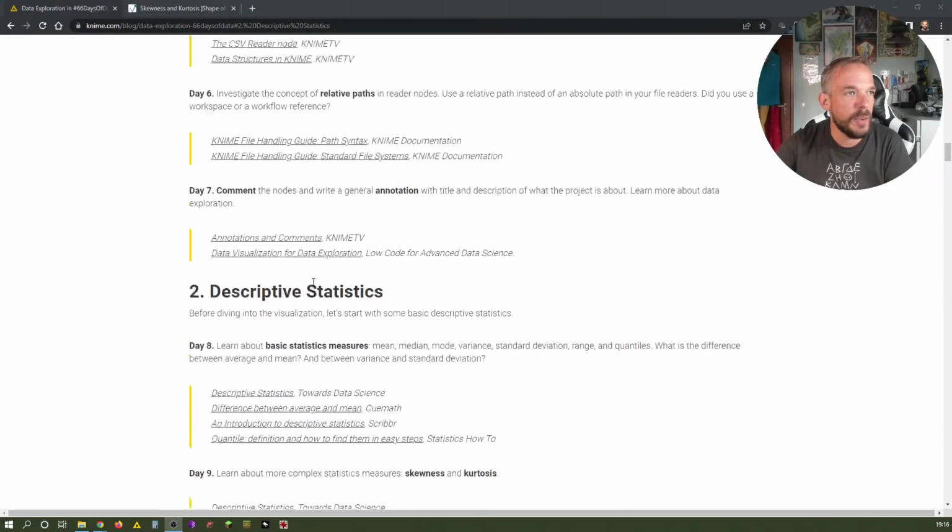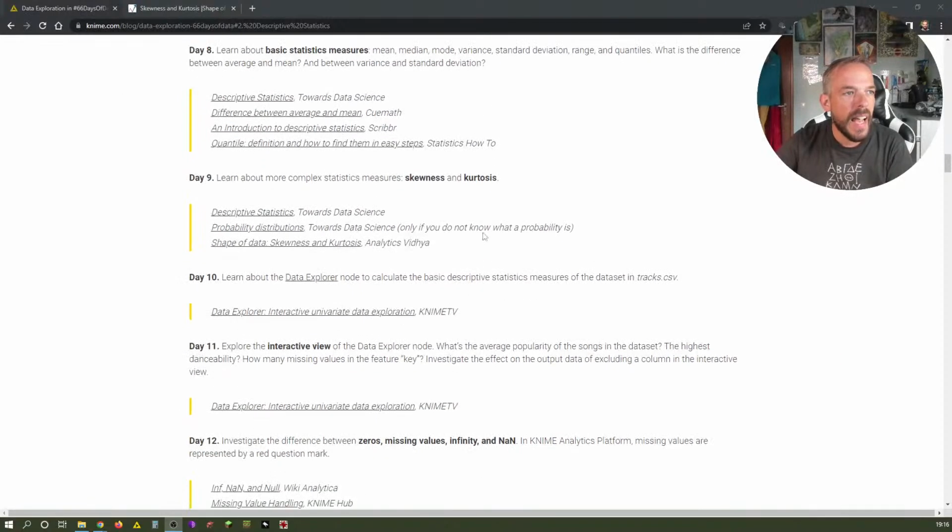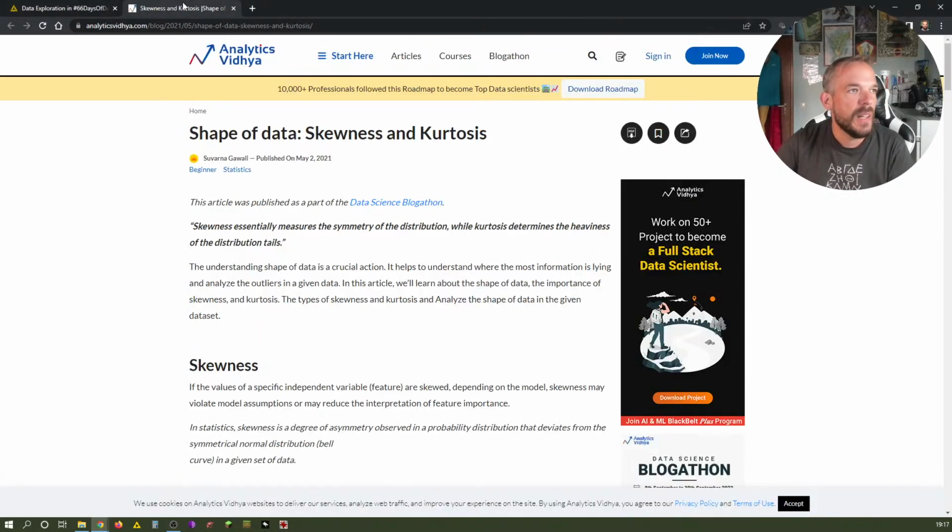Here we are. We are in category, or week, number 2, day 9, and we're going to learn today about more complex statistic measures, skewness and kurtosis. Please let me know in the comments down below: is it called skewness? I know there's a term skewed, so I assume it's skewness and kurtosis. I hope that's right. So what are these two? I looked at the very last link that the good guys at KNIME provide, shape of data, skewness and kurtosis, because I guess that explains it very well.